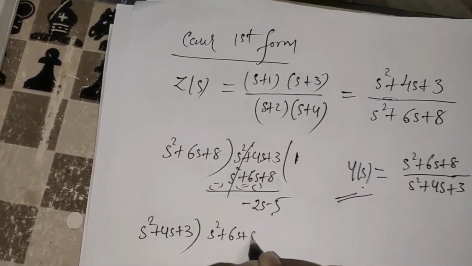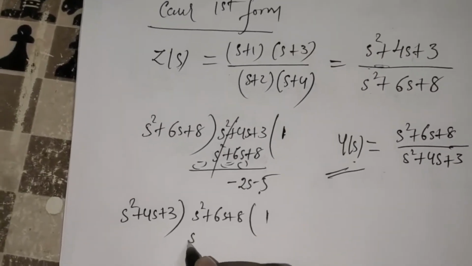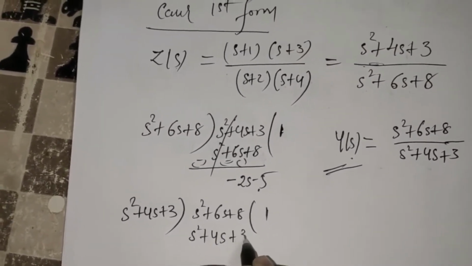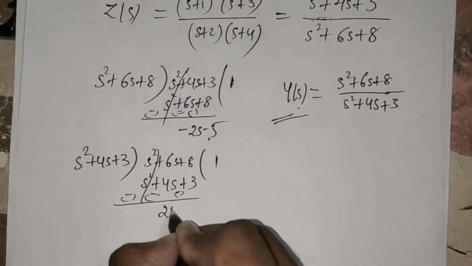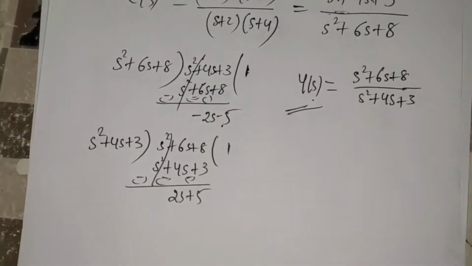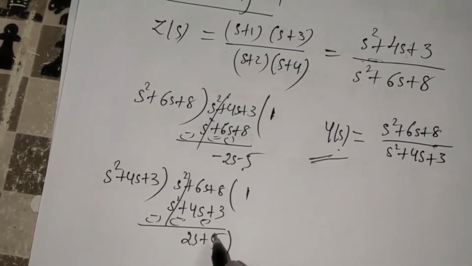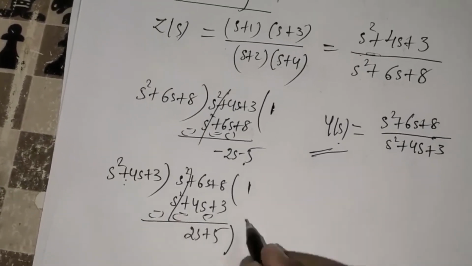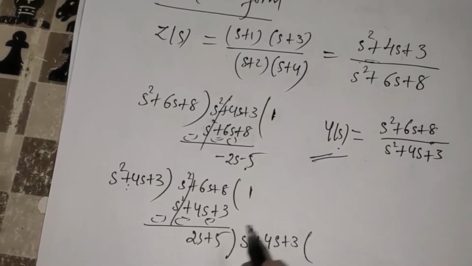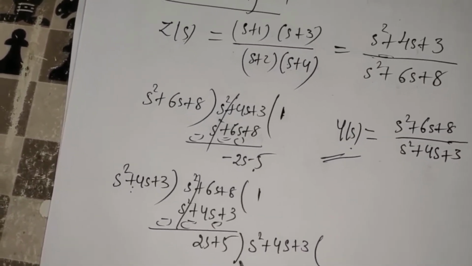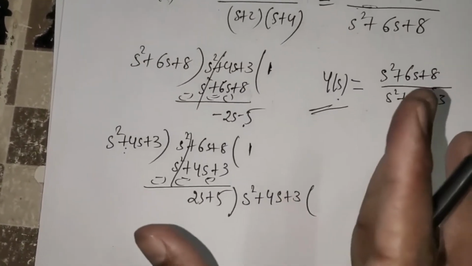plus 6s plus 8. So multiply once, you'll get 4s plus 3. So the first term will get cancelled. It's 2s plus 5. So here remainder is positive. So if the remainder is positive, we'll continue the same procedure. So the same term is carried forwarded here, that is s square plus 4s plus 3. So multiply such that the first term always becomes 0.